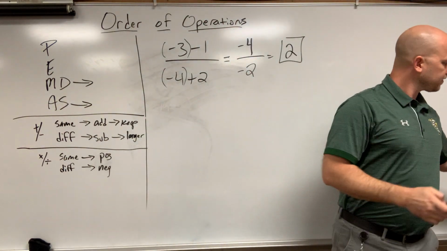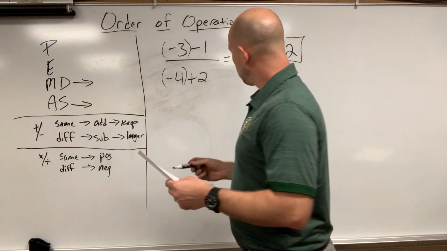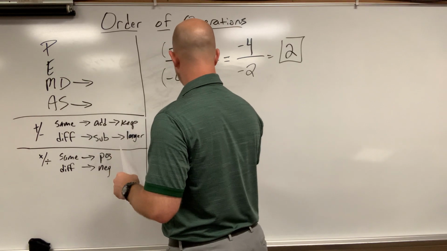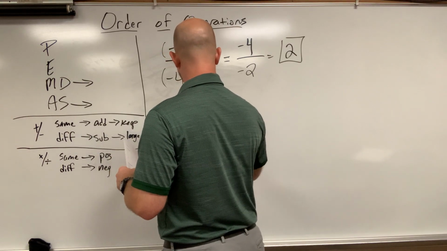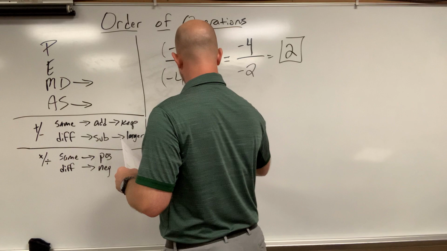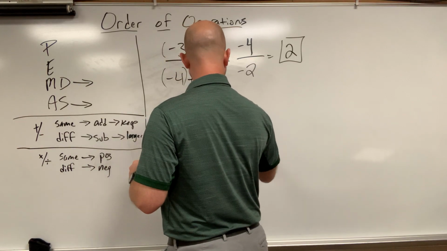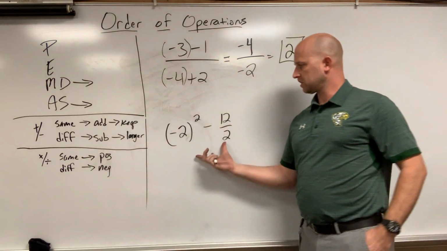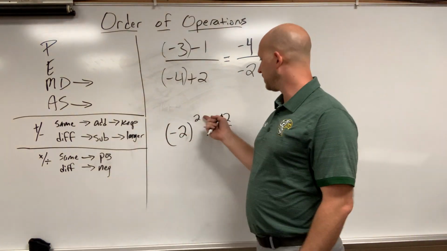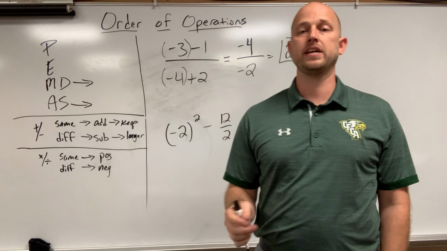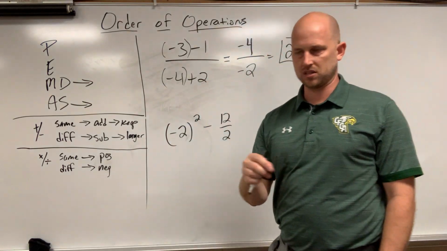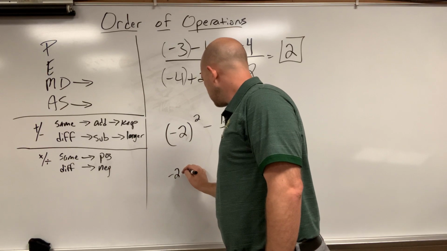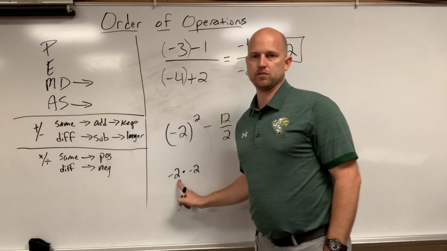Let's do another one. Let's see, let's do, all right, -2 squared minus 12 divided by 2. All right, next one. We have something like this, okay? Squared, something raised to a power of 2 or a power of 3, and that means you're taking that number and you're multiplying it by itself that many times. So -2 squared is -2 times -2.